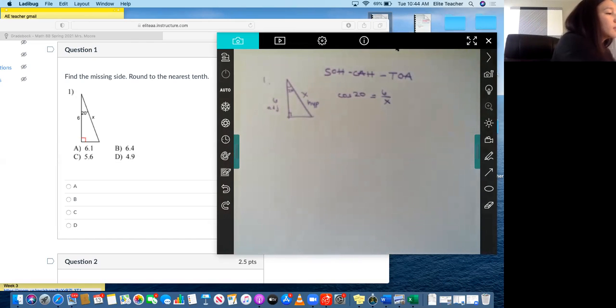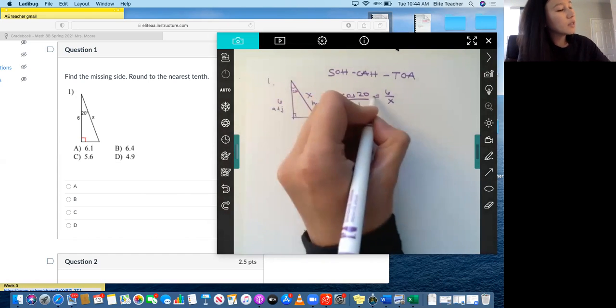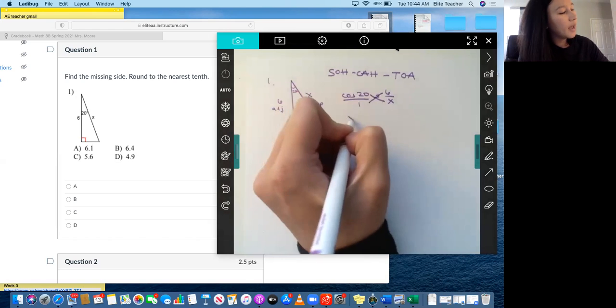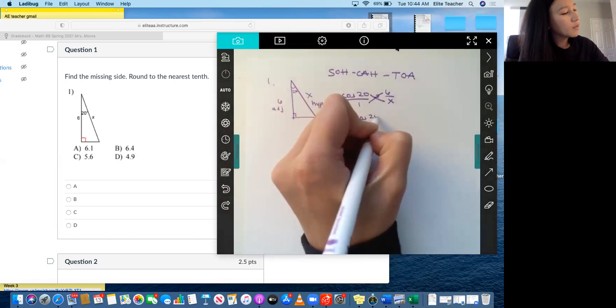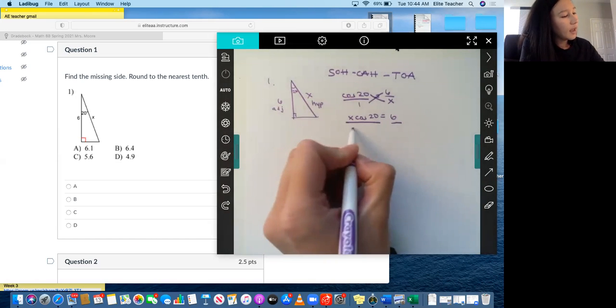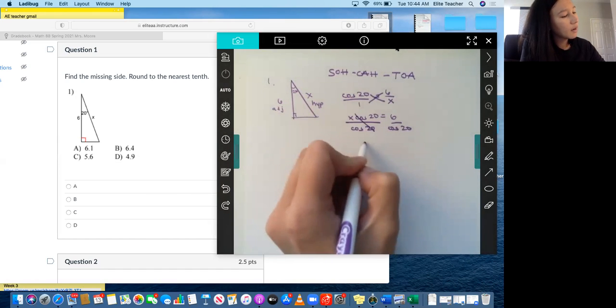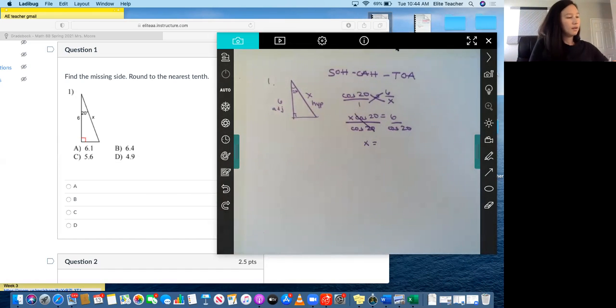Let me see if I can get this to focus. There we go. And then remember, we just cross multiply. So we get x times the cosine of 20 equals 1 times 6, which is 6. Then I have to divide by the cosine of 20. And then do it on our calculator.